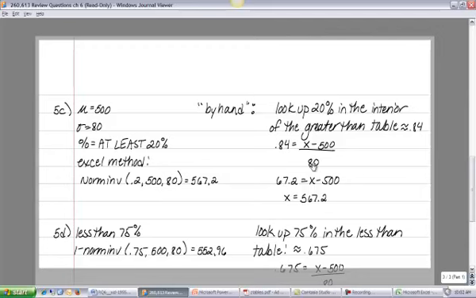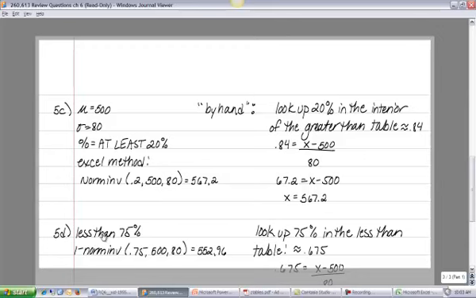My corresponding x is what I'm going to solve for. I'm using my z formula, so z equals x minus mu divided by sigma. I plug in my mu and my sigma, and use that to solve for x, and I come up with 567.2.